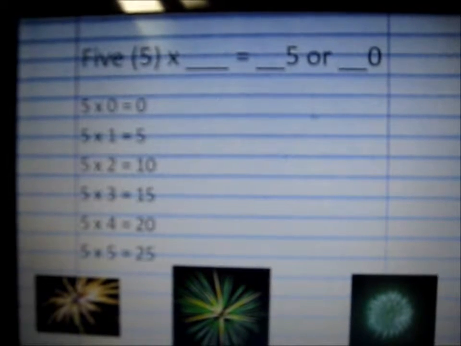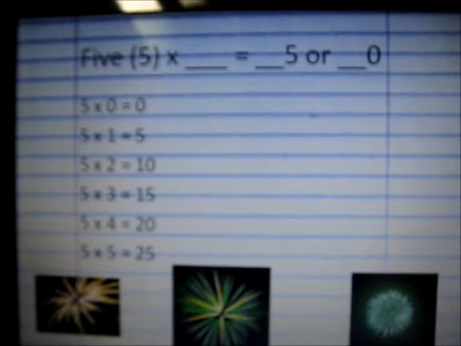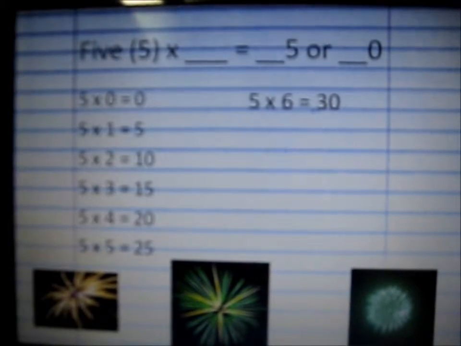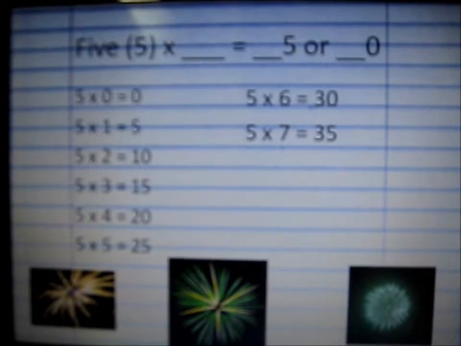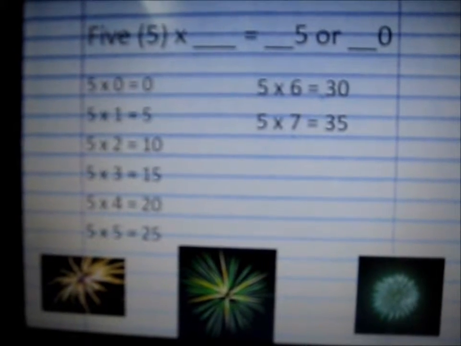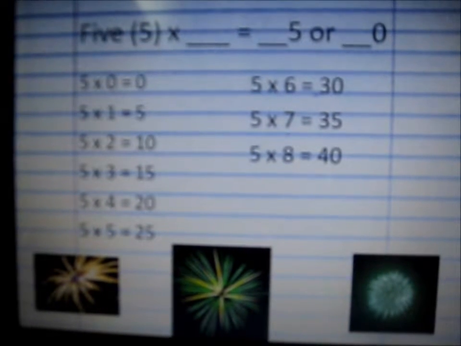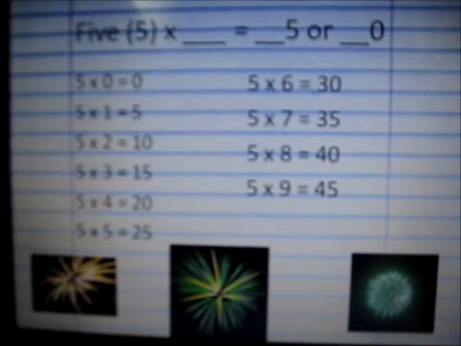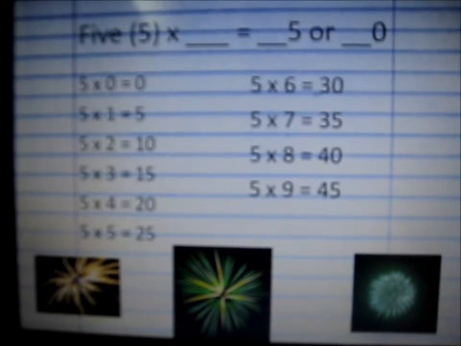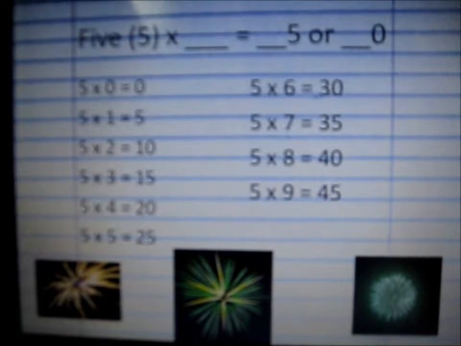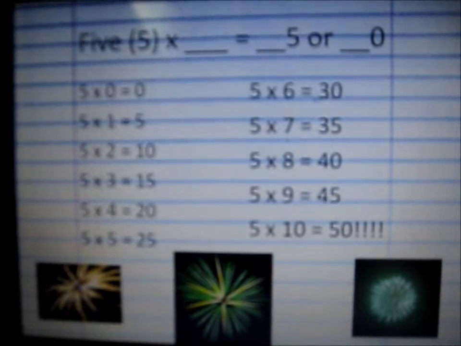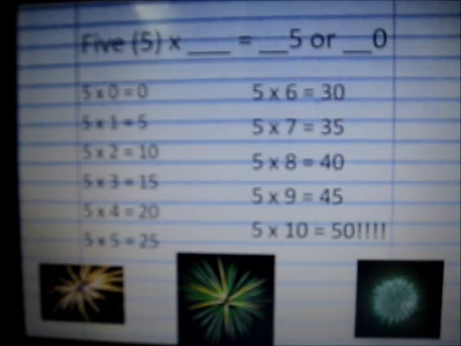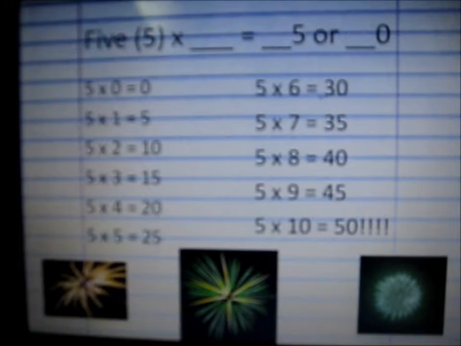5 times 5 equals 25. 5 times 6 equals 30. 5 times 7 equals 35. 5 times 8 equals 40. 5 times 9 equals 45. Ready? What's 5 times 10? 5 times 10 equals 50. Get ready. Next, we're going to learn our tens rule.